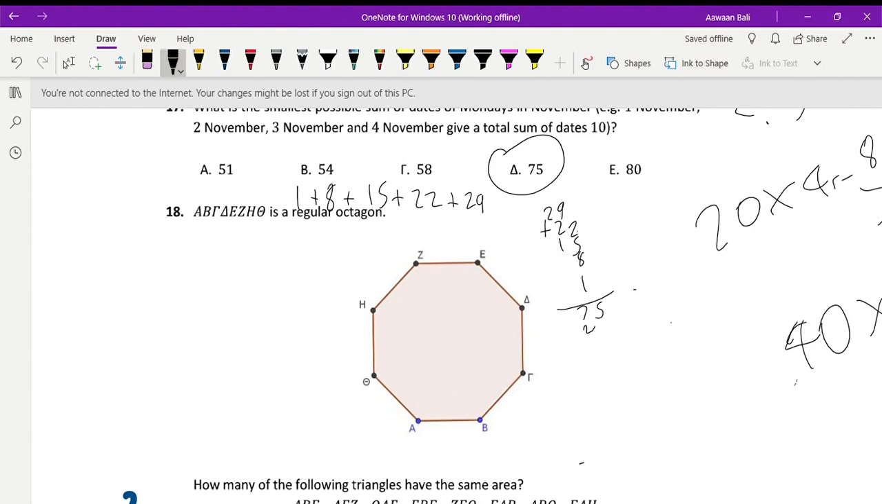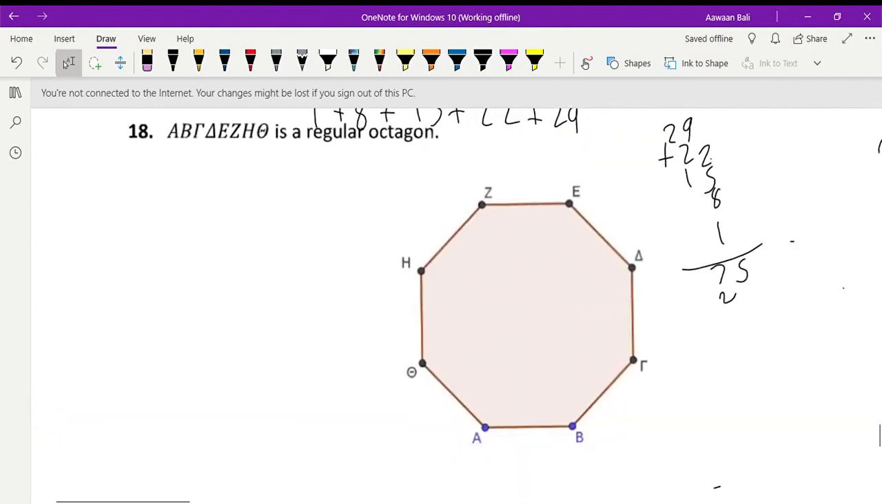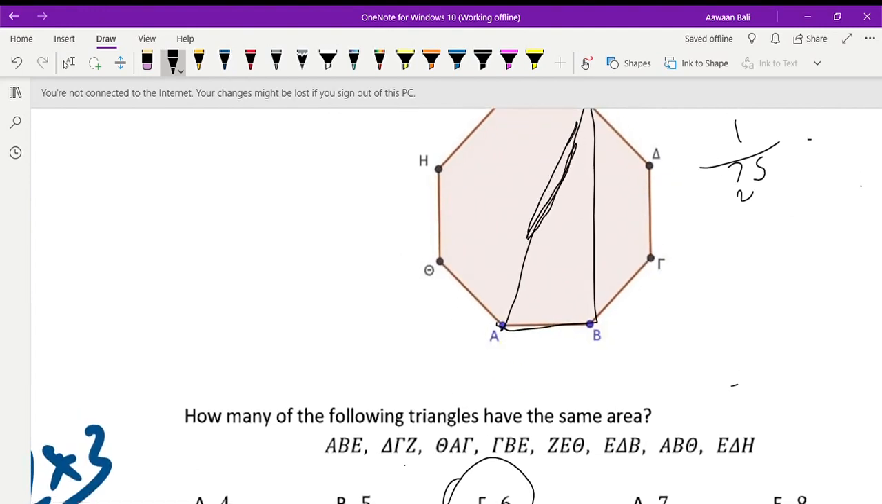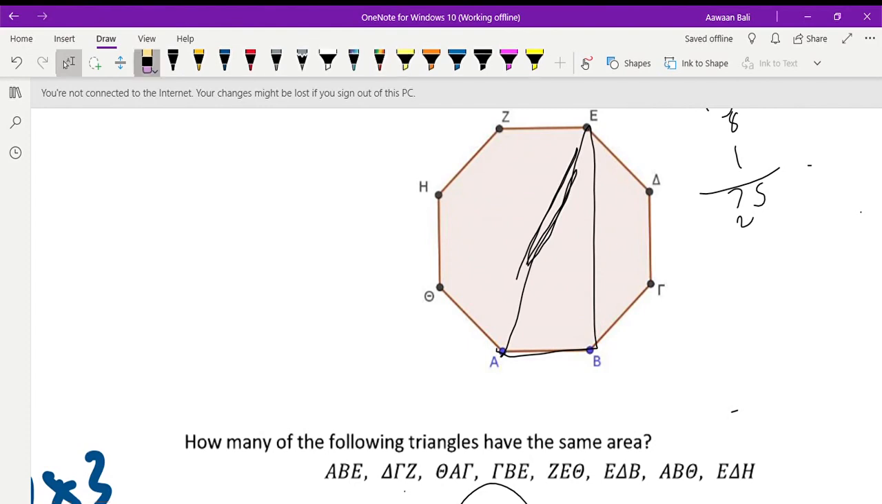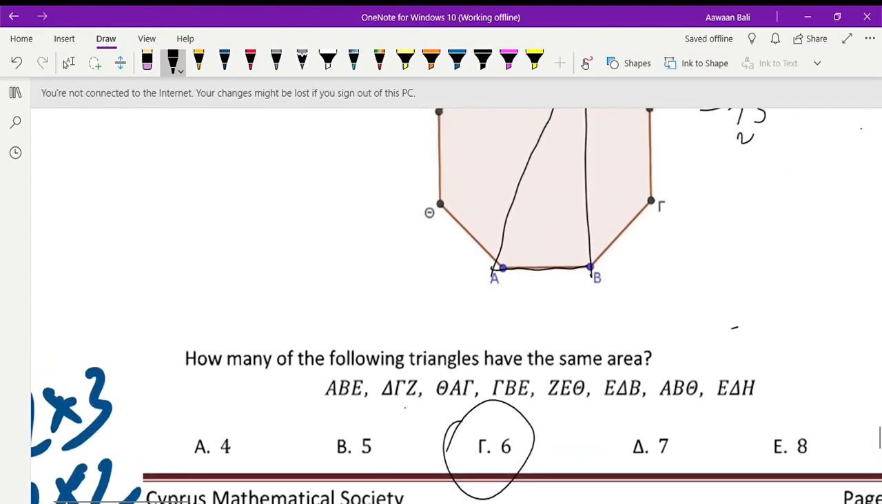How many of the following triangles have the same area? So first we have alpha, beta, eta. You can draw that one like this. It's a normal right angle triangle. But let's see if we can get any more like that. Though there's only going to be one equal one. Oh wait, one minute. There we are. I'll just draw like that.